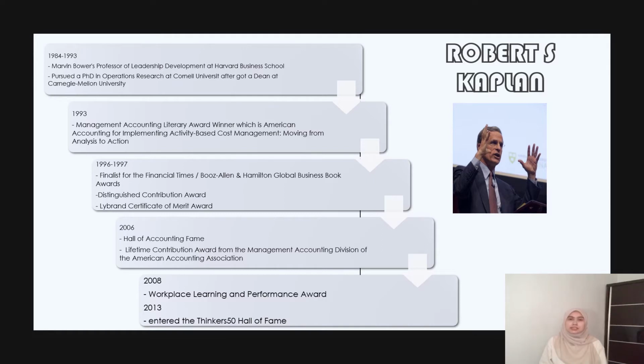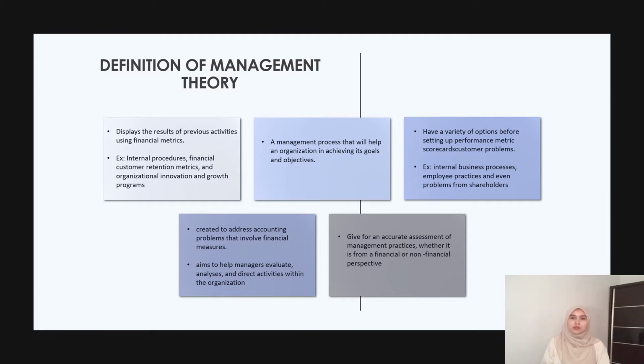From 1996 until 1997, he was a finalist for the Financial Times and Goldman Sachs Global Business Book Awards. He also received the Distinguished Contribution Award and the Librarian Certificate of Merit Award. Then, in 2006, he was also included in the Accounting Hall of Fame and received the Lifetime Contribution Award from the Management Accounting Division of the American Accounting Association. Lastly, in 2008, Robert S. Kaplan received the Workplace Learning and Performance Award, and he also entered the Thinkers 50 Hall of Fame along with David P. Norton.